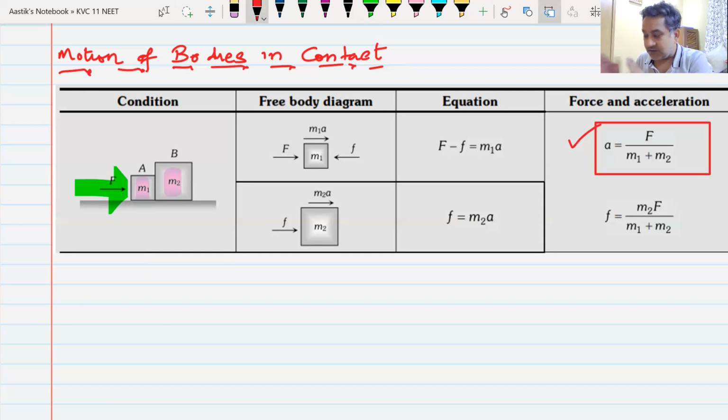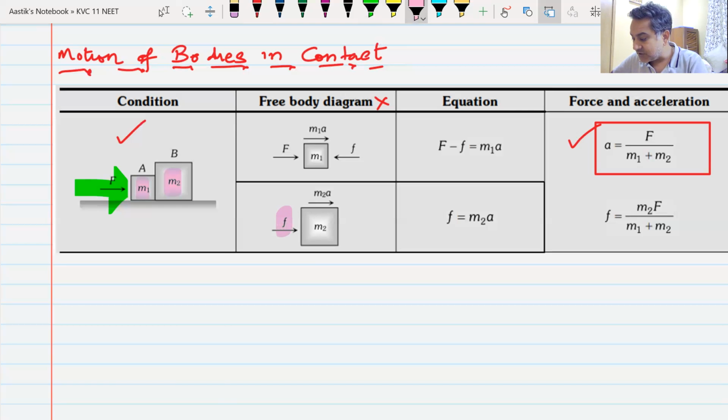The acceleration of these two bodies would be the same. If you want to write the entire thing, you can write the entire thing. Otherwise, you can only draw this diagram. You don't have to draw the free body diagram, beta, because you will not get so much time in the examination hall. What they are going to ask you are only two things. One is the acceleration of the system or of any of the blocks. They are the same: F upon m1 plus m2. In rare cases, they might ask you the value of this F.